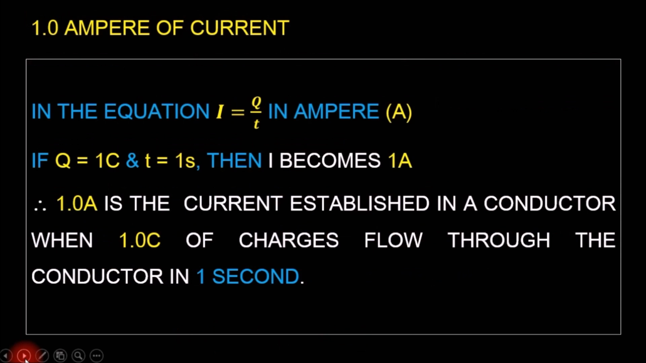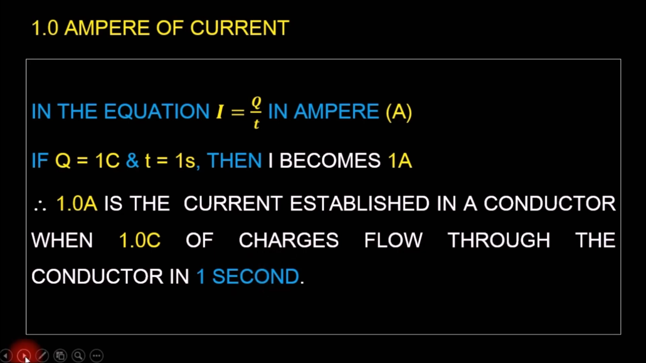How will you define 1 ampere of current? In the equation I equal to Q upon T, if you take Q equal to 1 coulomb and T equal to 1 second, then electric current I becomes 1 ampere. Therefore, 1 ampere is the current established in a conductor when 1 coulomb of charge flows through the conductor in 1 second.